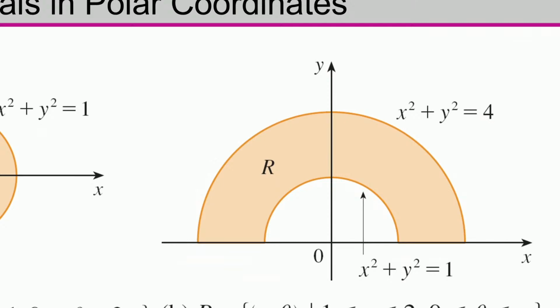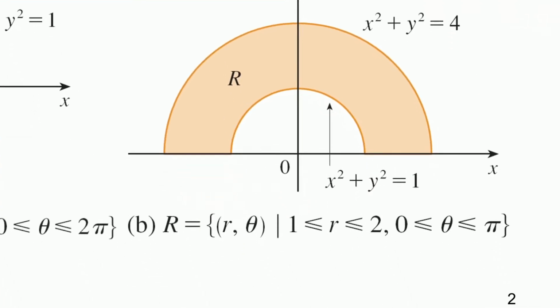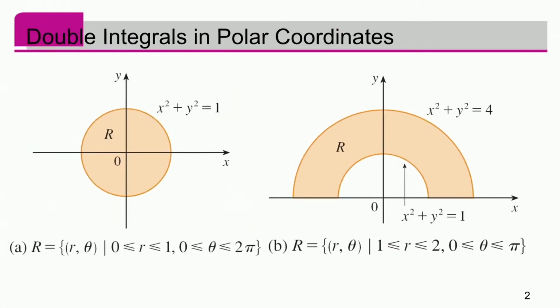But in polar coordinates, this can be written as a single double integral. Notice that the radius ranges from 1 to 2, all the way along that band. And theta, the angle, goes from 0 all the way over to pi. So that's one of the main reasons we're going to be interested in doing our double integrals in polar coordinates: if the regions are circular or have round shapes, you're going to want to do polar coordinates.